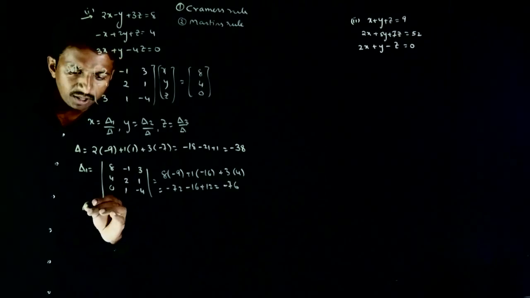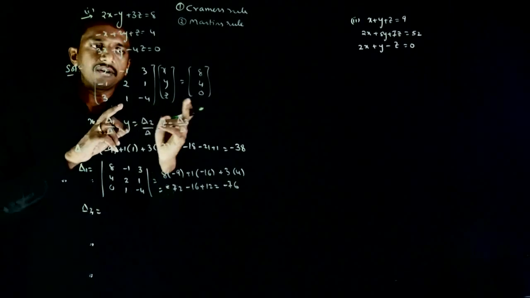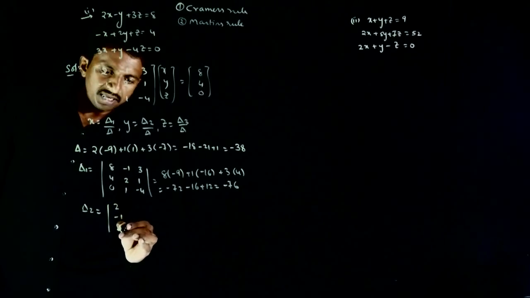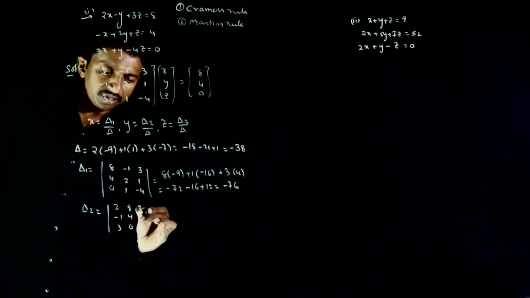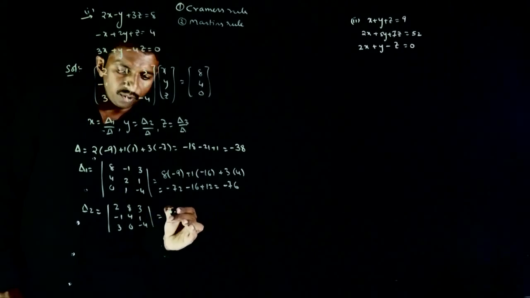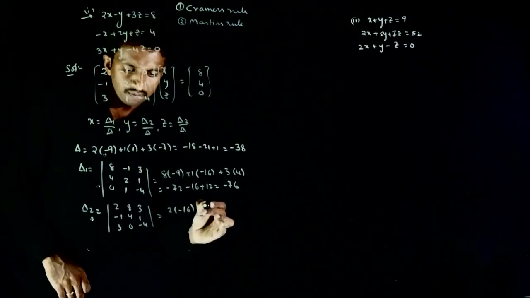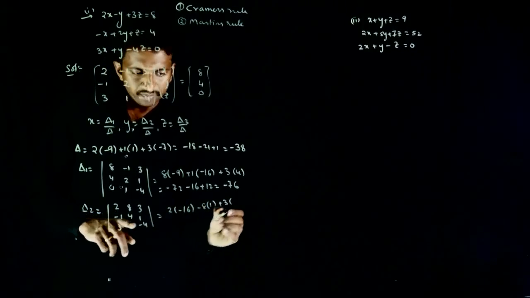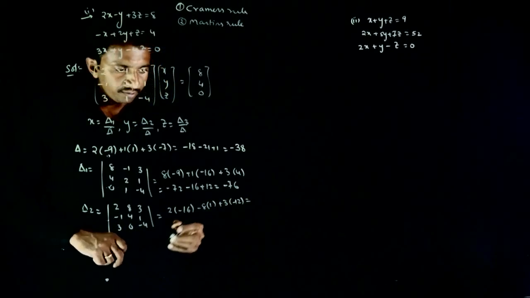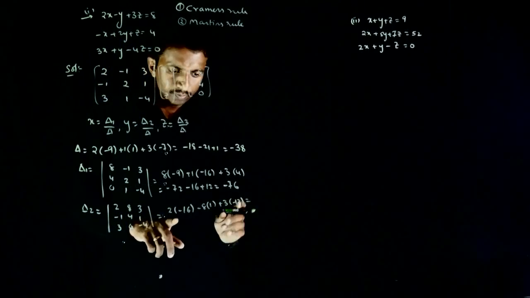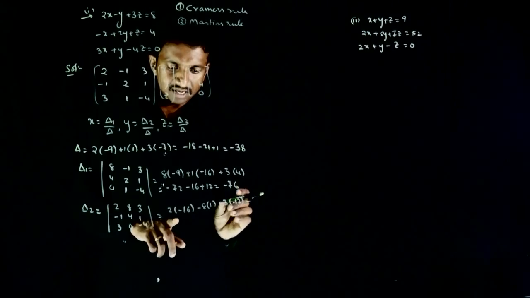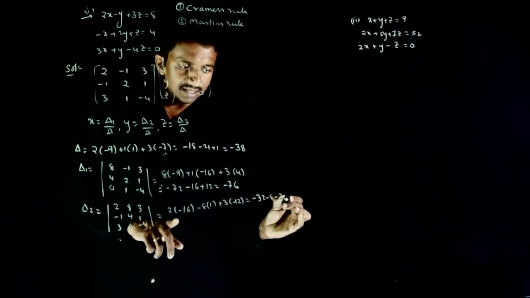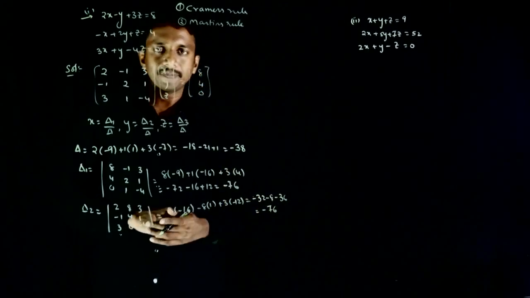इसके बाद delta 2 is nothing but we have to replace the second column by constant matrix. So 2 minus 1 3 8 4 0 3 1 minus 4, that is equal to 2 times minus 16 minus 8 times 1 plus 3 times minus 12, that is equal to minus 32 minus 36 minus 8, that is equal to again minus 76.